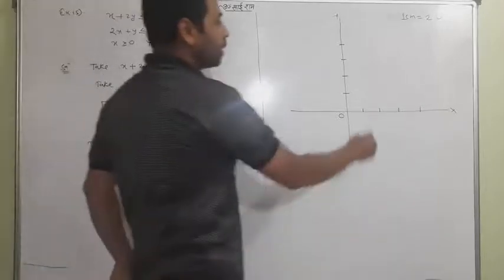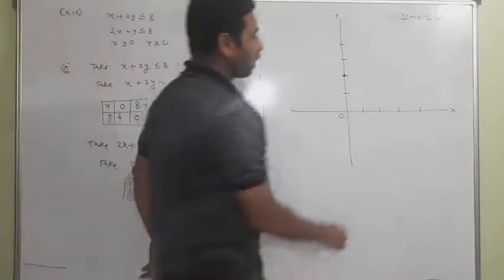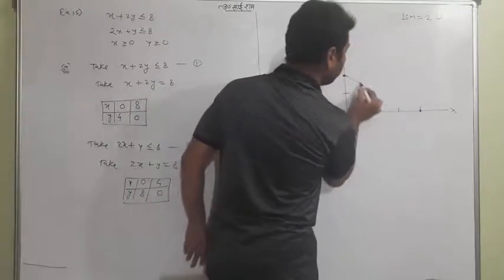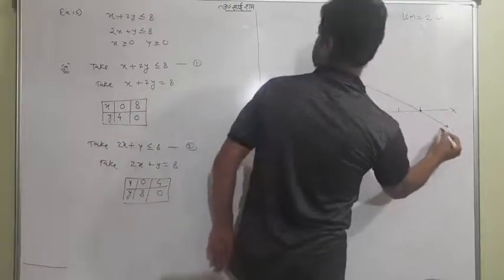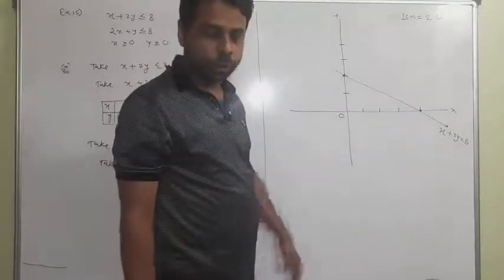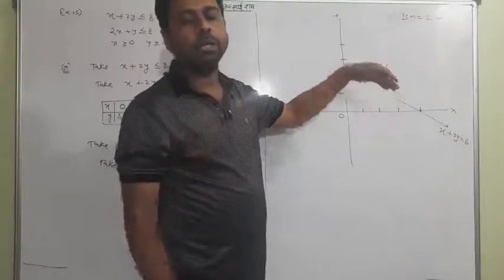0 and 4 is lying on the y-axis. This is my first point. And 8, 0, it's my second point here. And I'll make a line. Okay, this is my line, and this line is x plus 2y equal to 8. This is not sufficient. We just have to express the solution also by a shaded region.